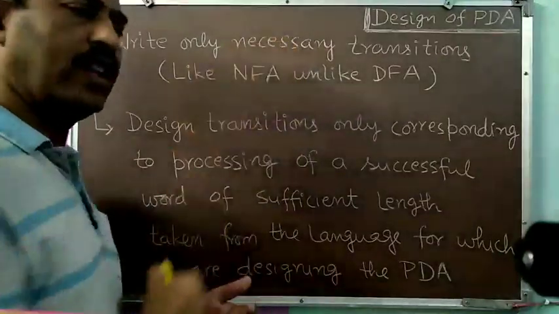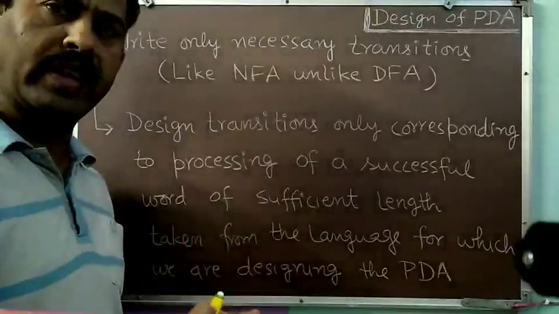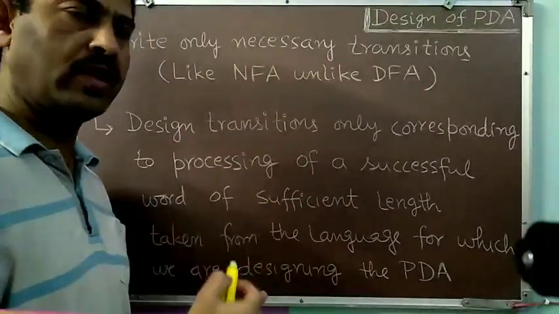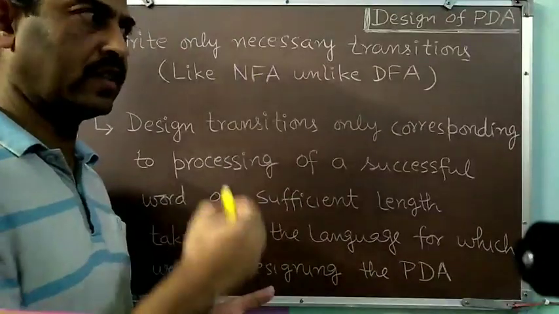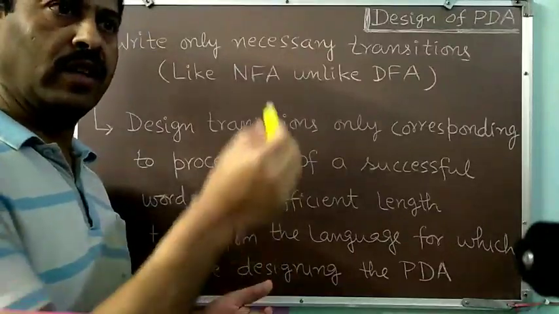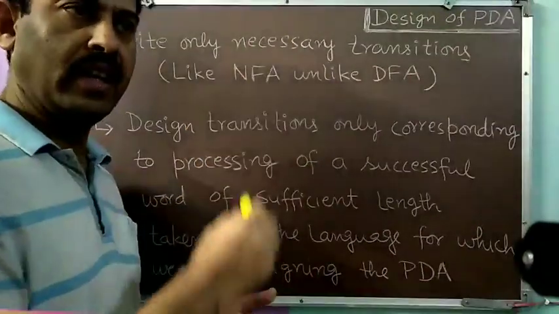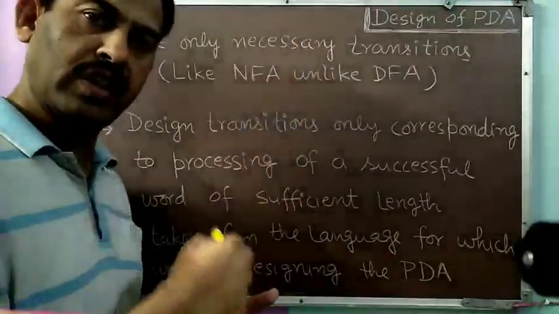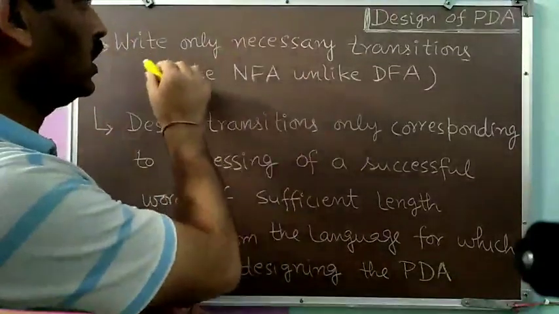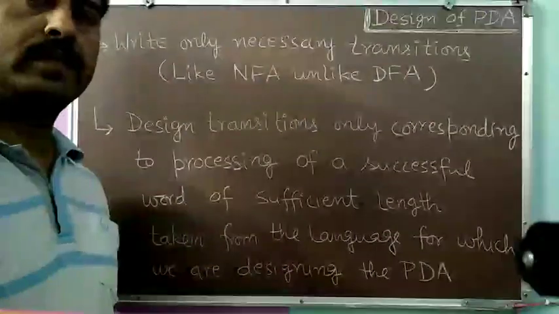If you remember the definition of PDA, there also we have defined that we need not write the transitions for each and every situation. So there may be situations for which we are not writing the transitions, and for the situations for which we are not writing the transitions, the transition corresponding to that is assumed as phi. And if it is phi, if we reach such a situation, our machine will halt. So we are required only to design the necessary transitions.